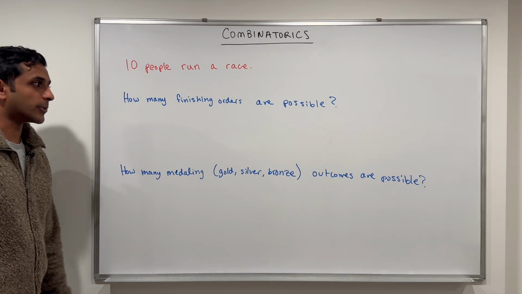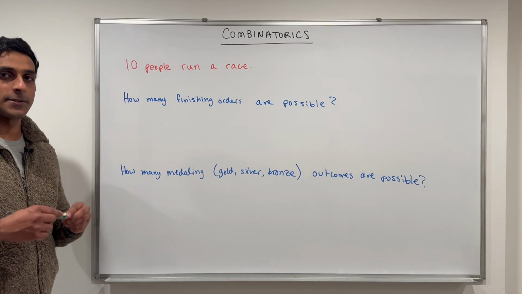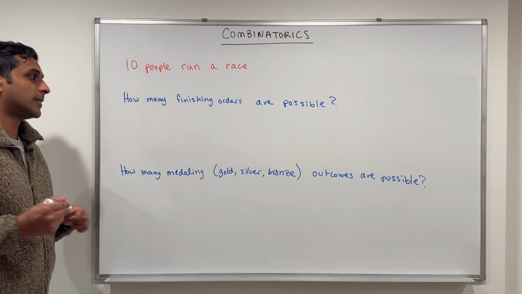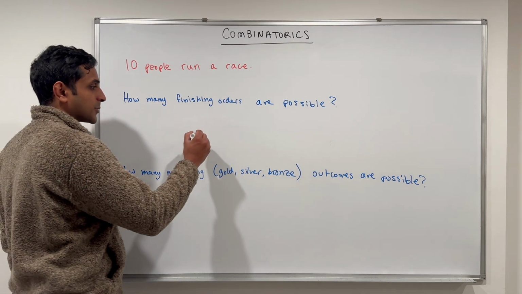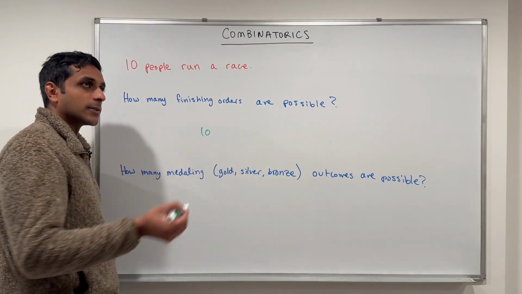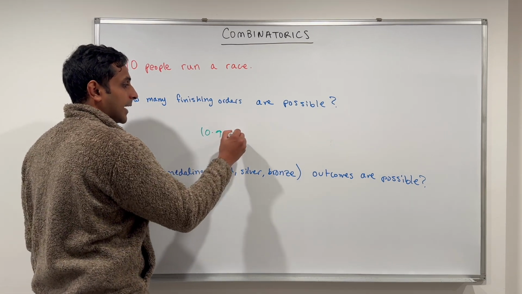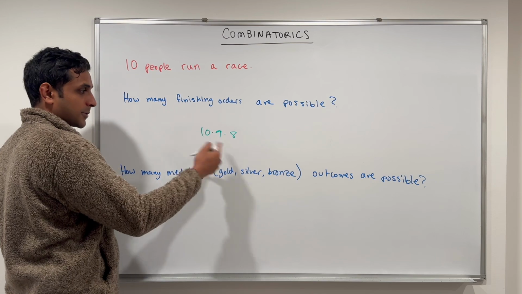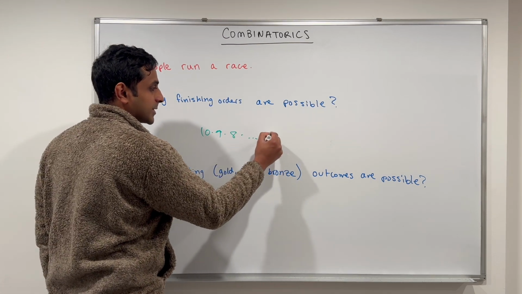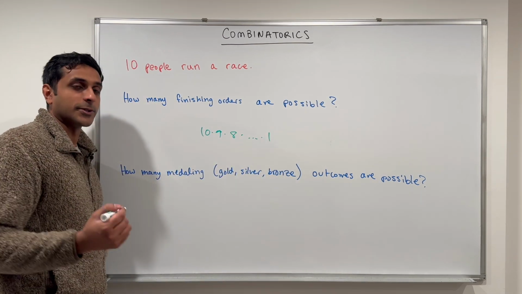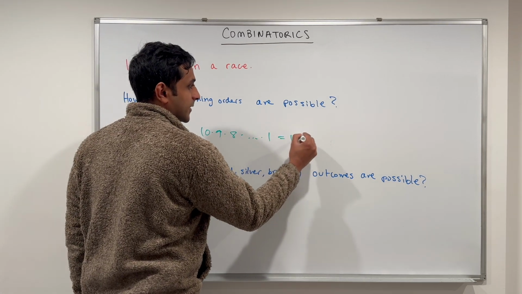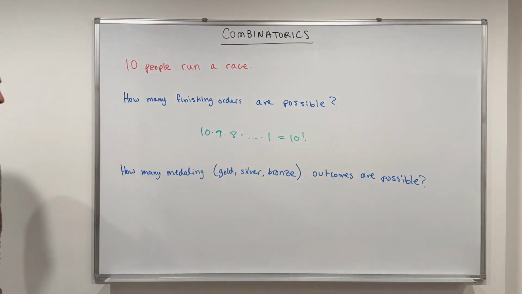Here's a relatively simple question. Let's say 10 people run a race. How many finishing orders are possible? Well, for the first person to finish, we have 10 choices. And regardless of who that person is, there's 9 choices for who the second person can be. And there's 8 choices for who the third person can be, regardless who the first 2 people are. And this continues all the way down to the last position where we have only 1 choice. So there's 10 factorial different orders here.